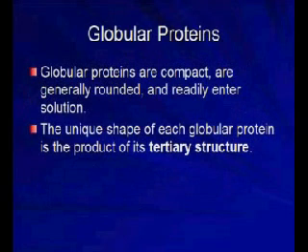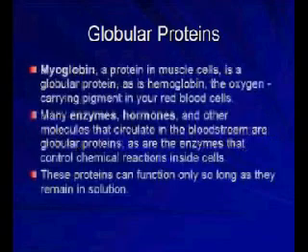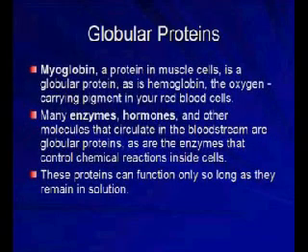Globular proteins are compact and generally rounded, and readily enter solution. The unique shape of each globular protein is the product of its tertiary structure. An example of a globular protein: myoglobin, a protein in muscle cells, is a globular protein, as is hemoglobin, the oxygen-carrying pigment in your red blood cells. Many enzymes, hormones, and other molecules that circulate in the bloodstream are globular proteins, as are the enzymes that control chemical reactions inside cells. These proteins may function only so long as they remain in solution.